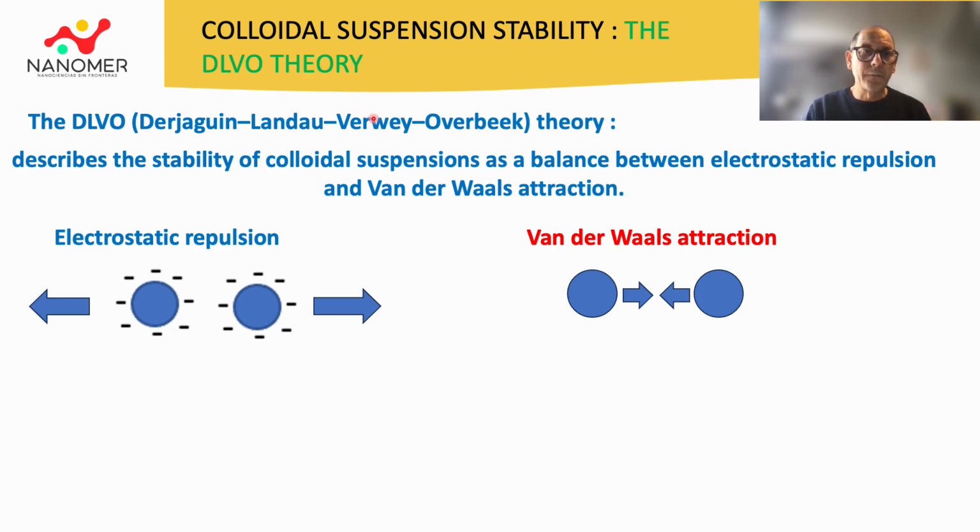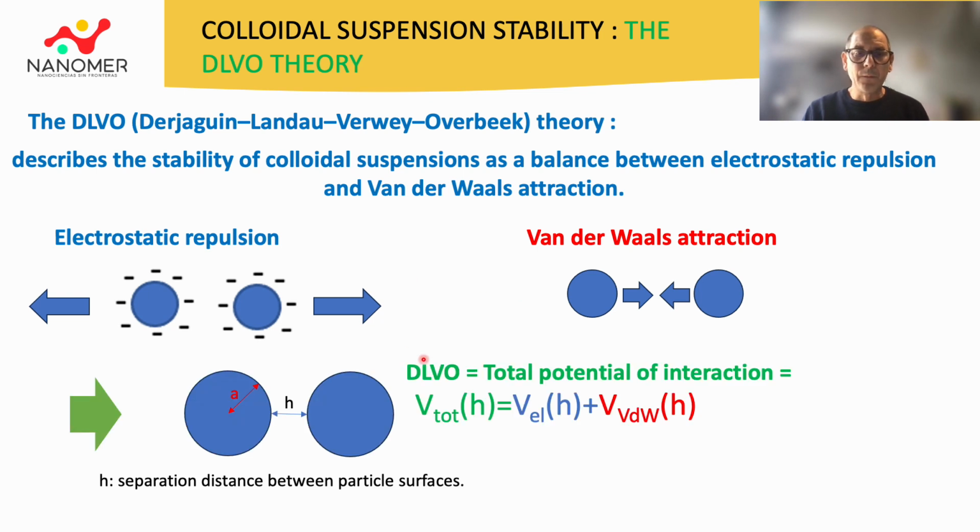In this second part, we start to develop the DLVO theory. The DLVO theory describes the stability of a colloidal suspension as a balance between electrostatic repulsion and van der Waals attraction. The electrostatic repulsion force originating from the charge of the particle is opposed to van der Waals attraction present in all systems. The DLVO theory determines the total potential of interaction as a sum of the repulsive potential and the attractive potential as a function of a distance h between the two particles.